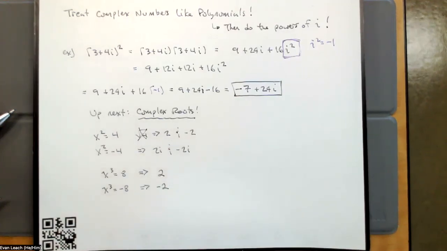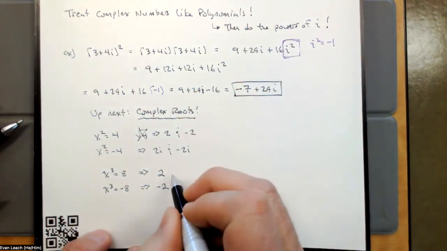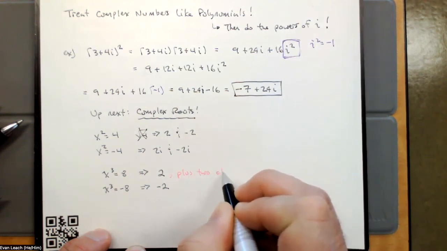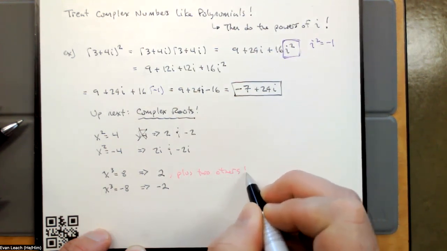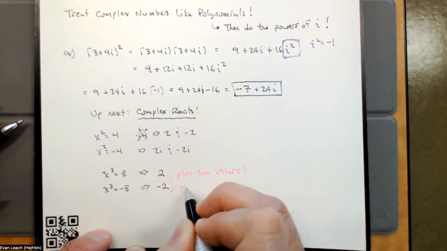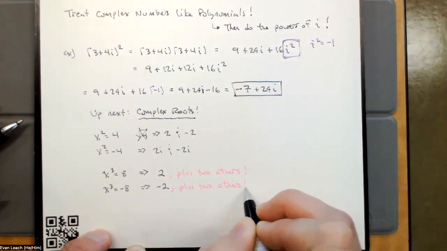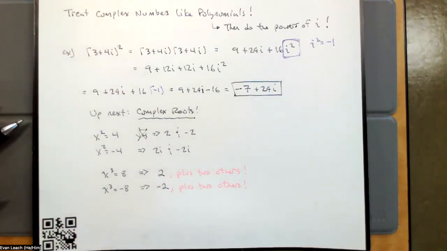Up until this point in your mathematical career, those are the only ones we cared about. If I said solve the equation x cubed is equal to 8, you should say x equals 2 and then be done with it. But now that complex numbers have entered the chat, there are 2 other solutions. But those 2 other solutions are complex.